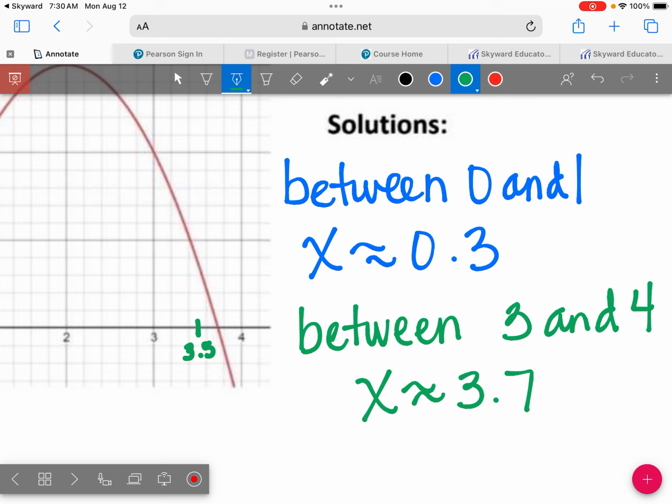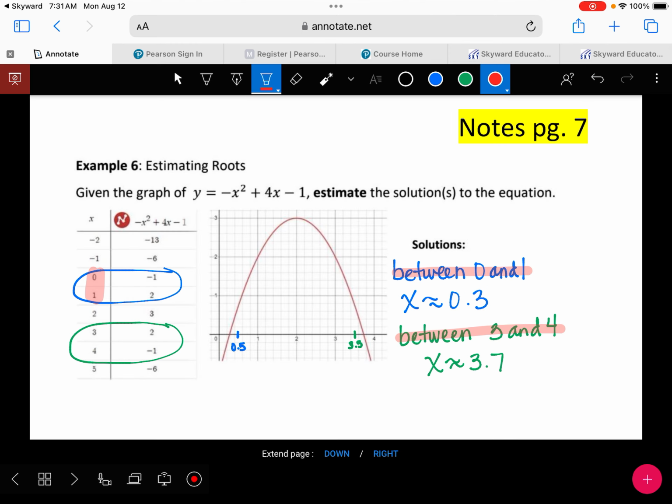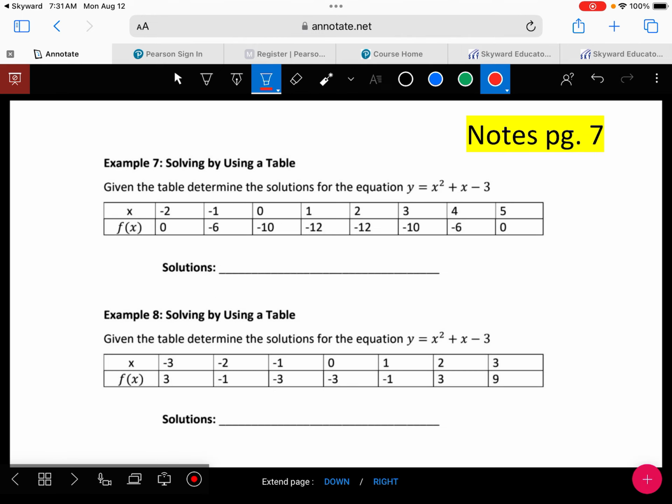All right, any questions? Now, if you have a table, though, the only thing you can tell me is that it falls between what two numbers? You can't, because if you don't have a graph, you can't really give me a more accurate number. All right, so let's look at these two tables here. Let me zoom out. Let's look at our two tables.